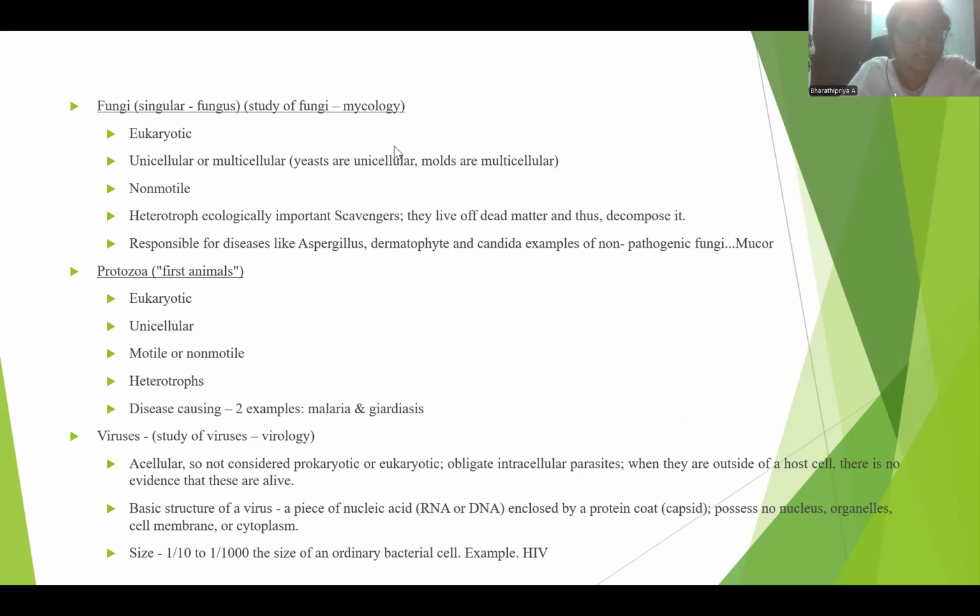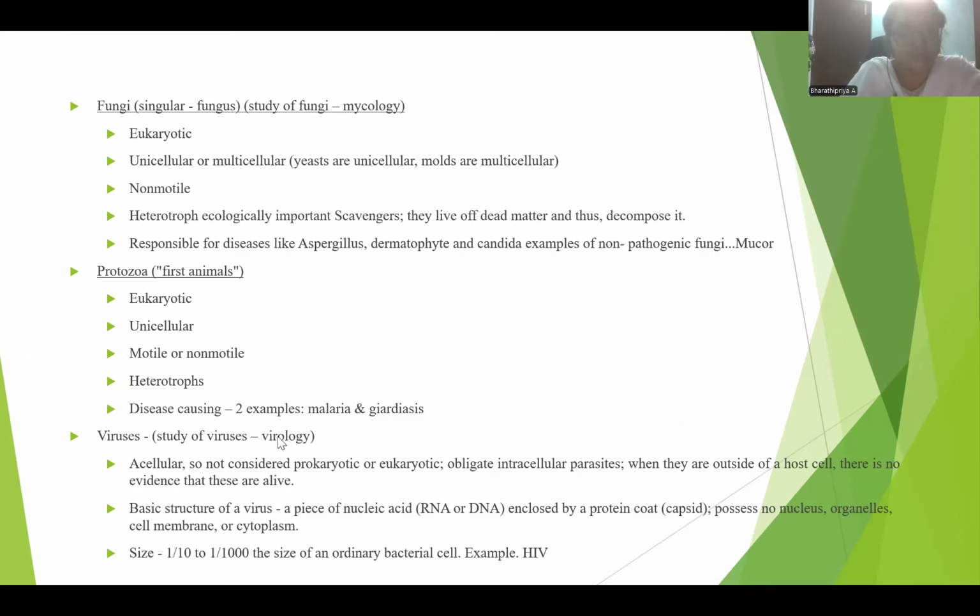Protozoa are the first animals. They are eukaryotic and unicellular, and can be motile or immotile, and they do not prepare their own food. An example is malaria, which is caused by protozoa.